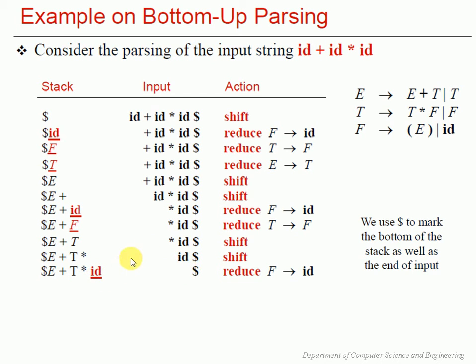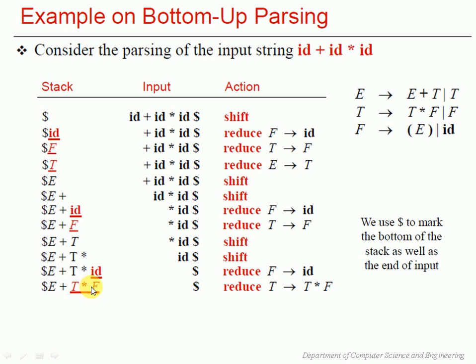Now ID gets shifted. So since ID is a handle, it gets replaced using F. So you are using this production, ID gets replaced as F. Okay, now till this point you were getting only one symbol handles. Here we have T star F as the handle. So here we have three symbols. So basically it is a substring of E plus T star F. The whole string you have in this is the substring that qualifies as a handle in this particular step.